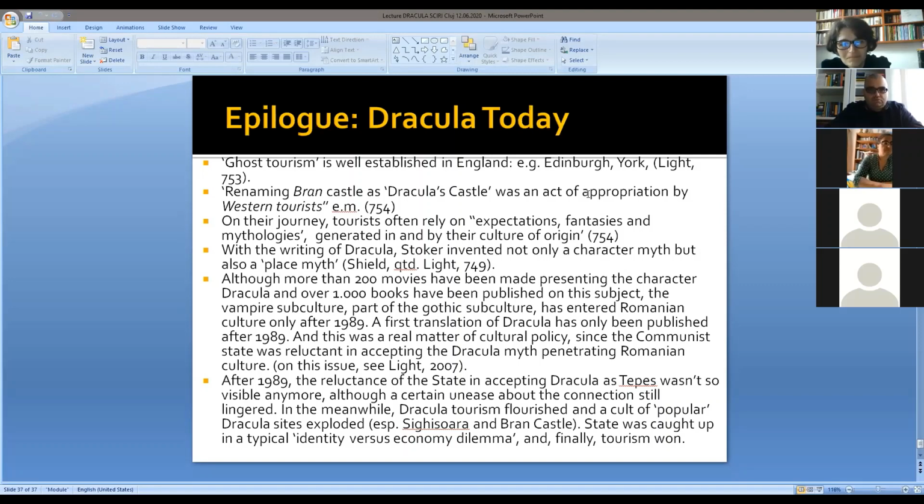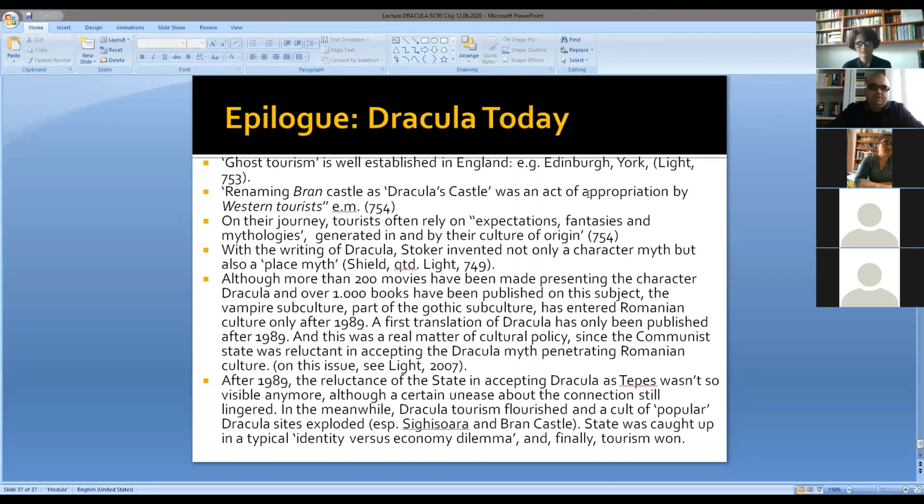Although more than 200 movies have been made presenting the character Dracula, and over 1,000 books have been published on this subject, the vampire subculture, part of the larger Gothic subculture, has entered Romanian culture only after 1989. The first translation of Dracula was only published after 1989, and this was only because of political reasons. This was a matter of cultural policy, since the communist state was very reluctant in accepting the Dracula myth penetrating Romanian culture. See the long commentary by Duncan Light. After 1989, the reluctance of the state in accepting Dracula Țepeș wasn't so visible anymore, although a certain unease at the beginning of the 90s about the connection still lingered.